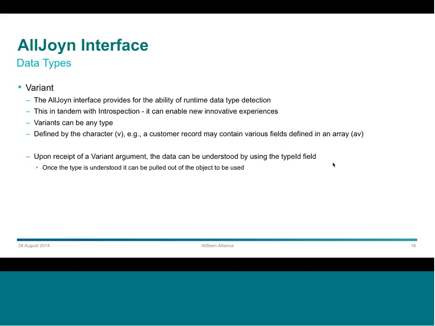So the way that this works is there's a type ID field, and you can inspect that and then use the APIs to pull out the correct element. So that's one of the important things here with AllJoyn, is that it does the data marshaling for you.